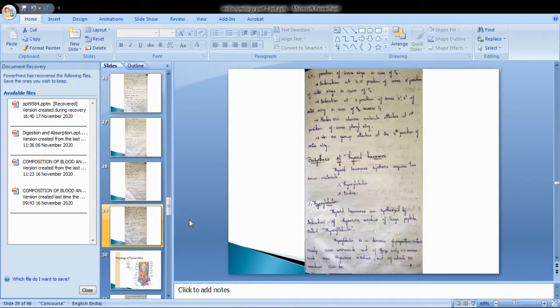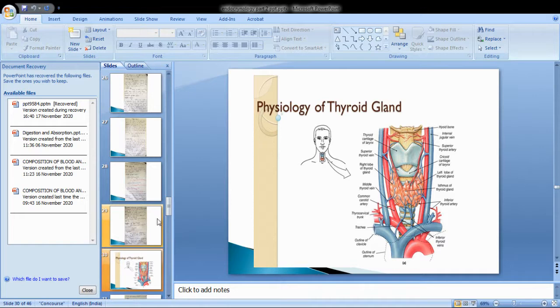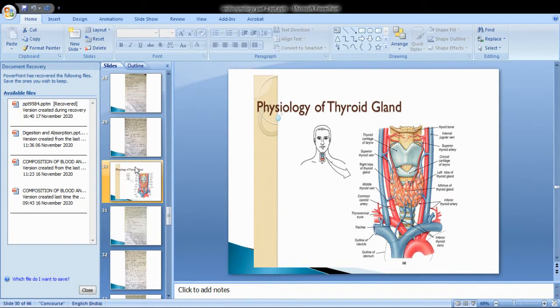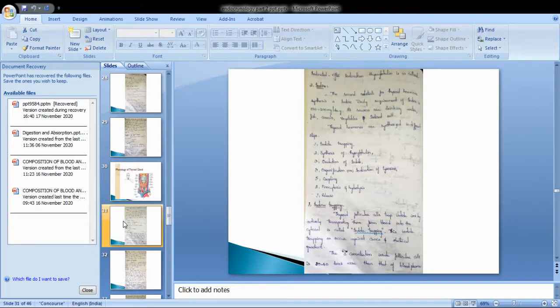Now let us discuss iodine. The second substrate for thyroid hormone synthesis is iodine. The daily requirement of iodine is 150 to 200 micrograms per day. Its sources are drinking water, fish, cereals, vegetables, and iodized salt.